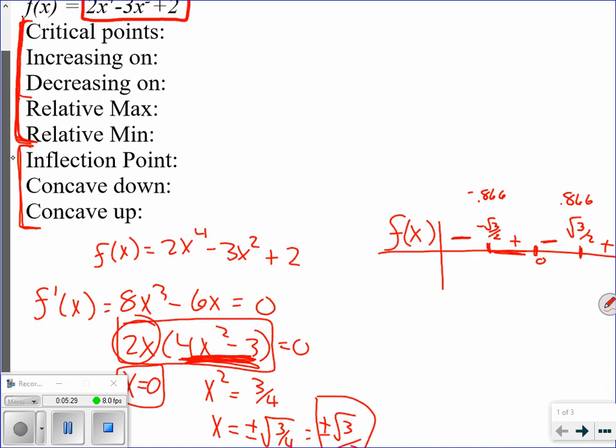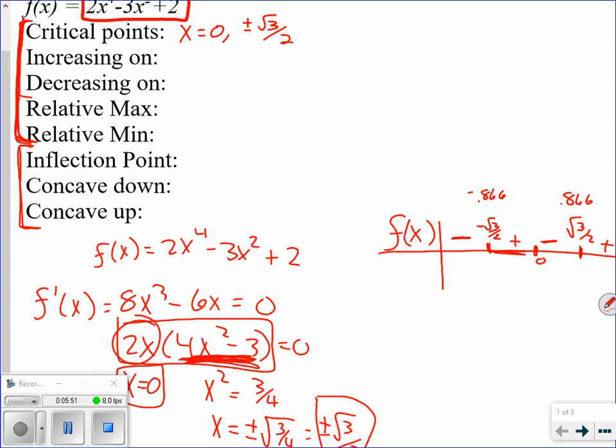Okay. First of all, the critical points are what makes it undefined or 0, and there's nothing that makes it undefined, but there are things that make it equal 0. That's x equals 0 plus or minus root 3 over 2. So those are my critical points. Okay. 0 and plus or minus square root of 3 over 2.